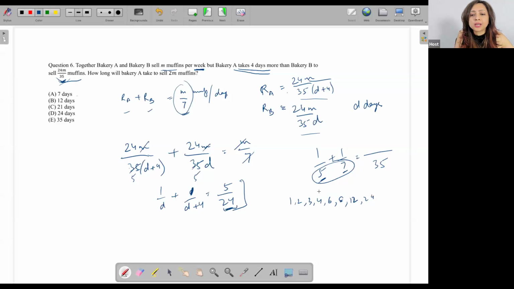Now, the two factors which have a difference of 4, for example, your 8 and 12. Let's see if this works. Can 1 upon 8 plus 1 upon 12, if I add this, this is 24, this is 3, this is 2 over here. Perfect. I do get 5 upon 24.